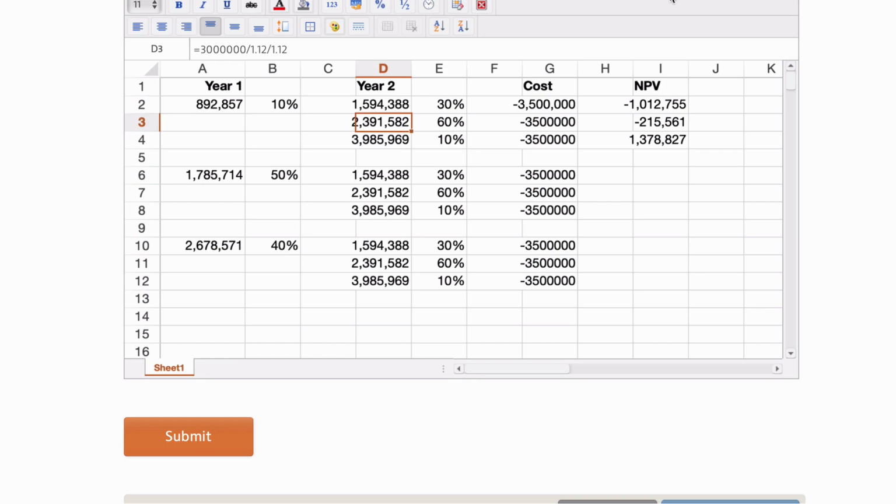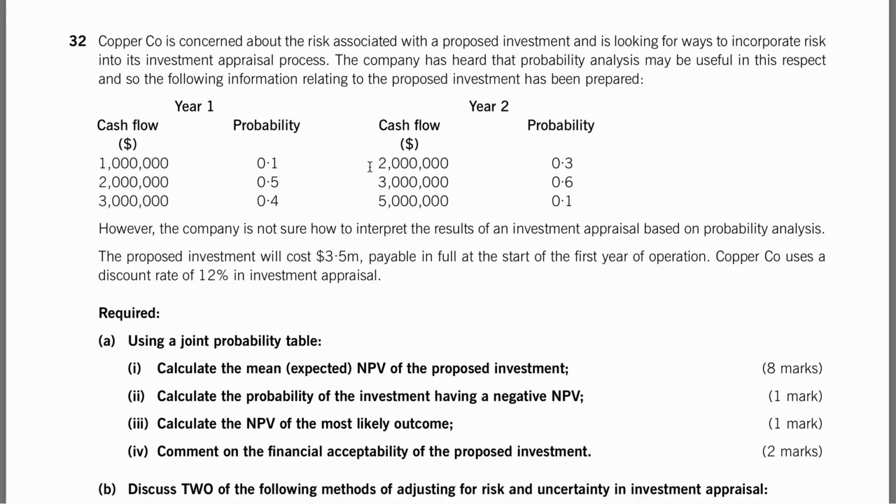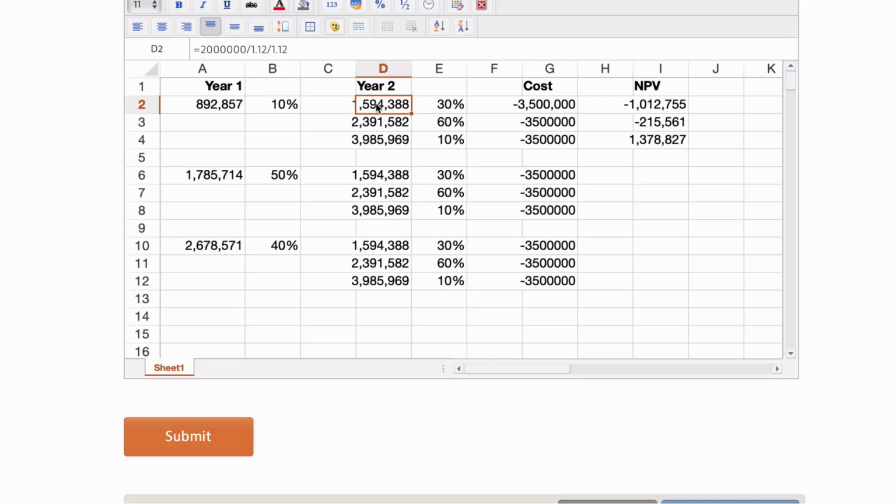What are those three different options? Let me just go show you. 2 million, 3 million and 5 million. That's 2 million discounted down at 12%, twice, look, because it's in year two. That's the 3 million discounted down twice. And that's the 5 million discounted down twice.